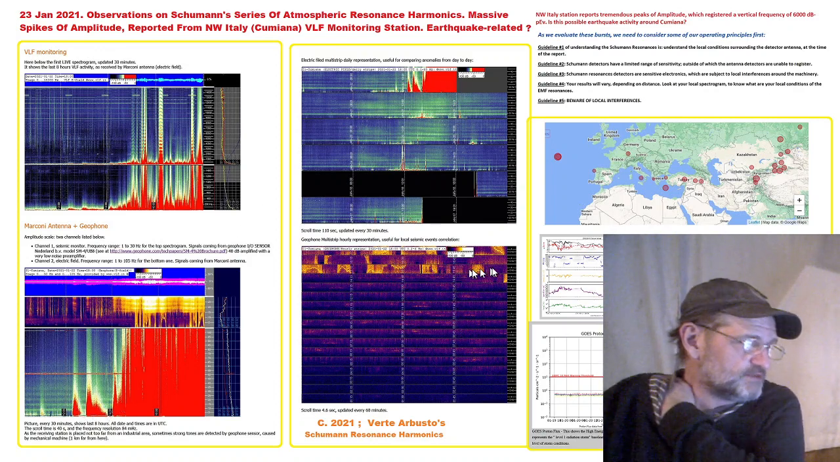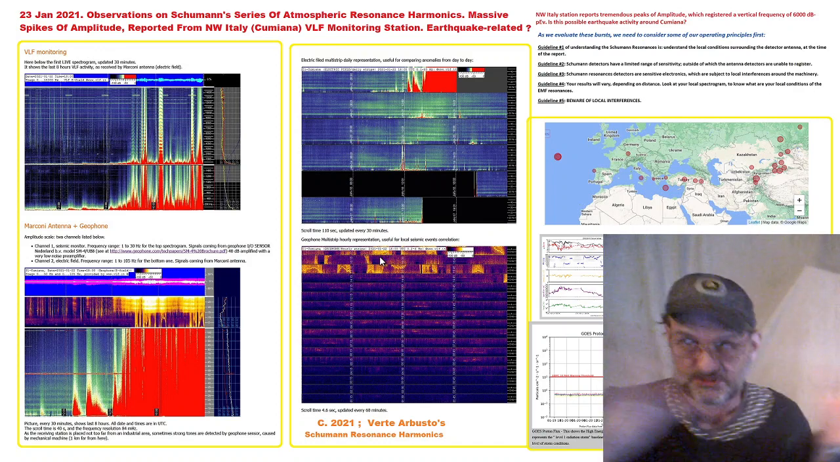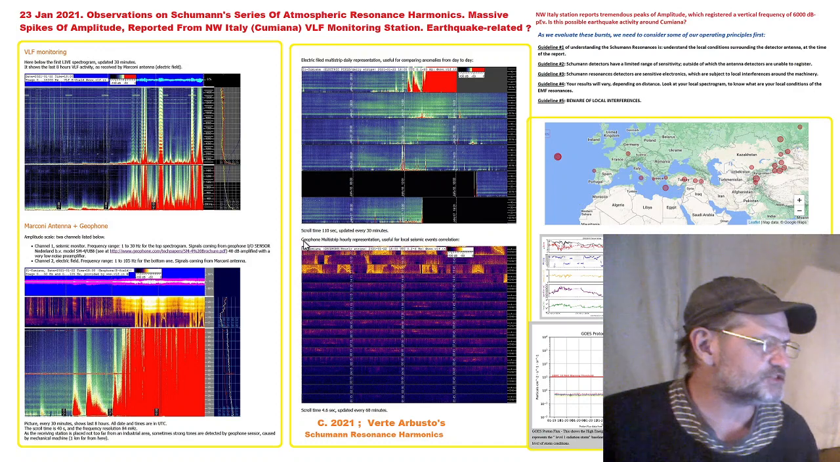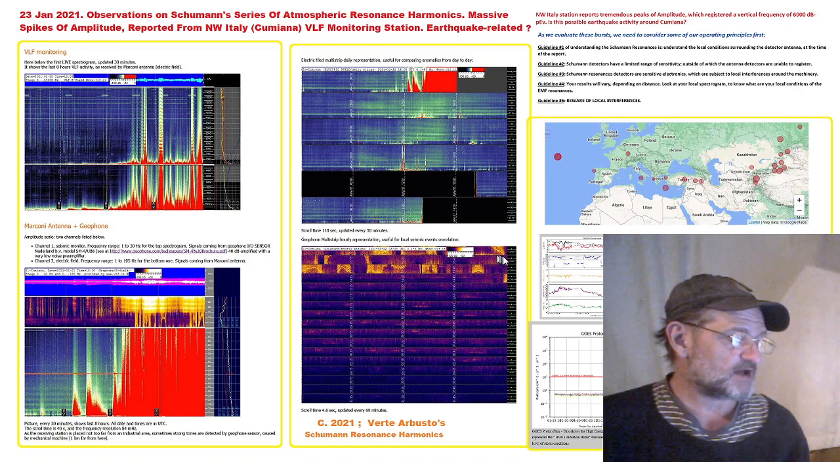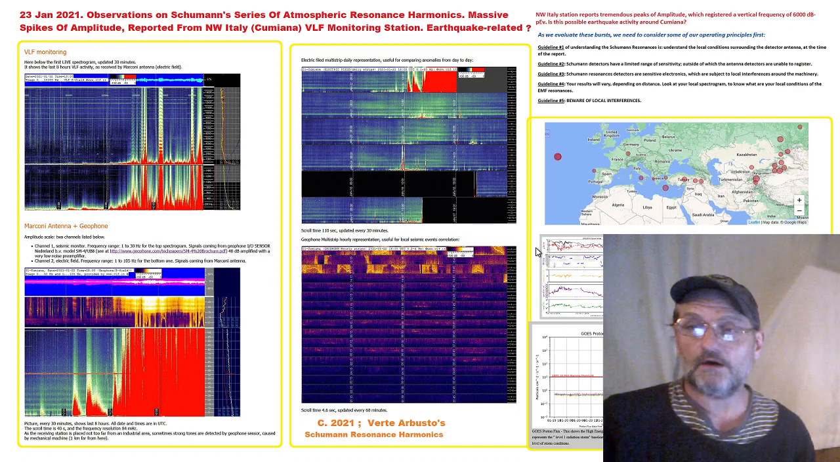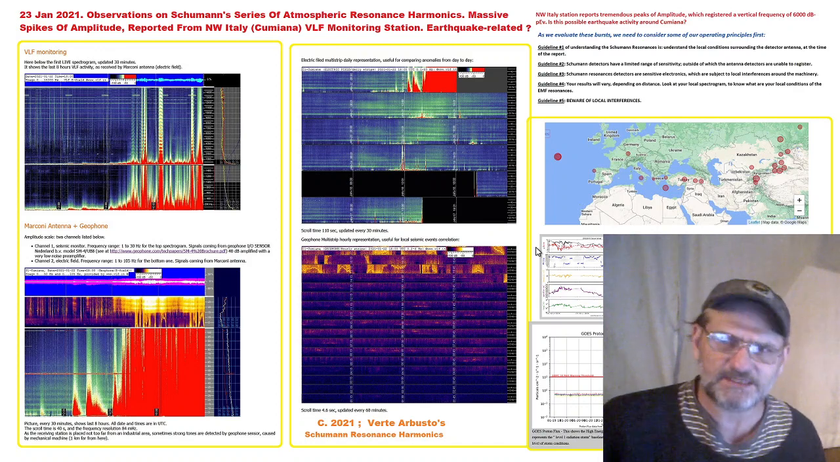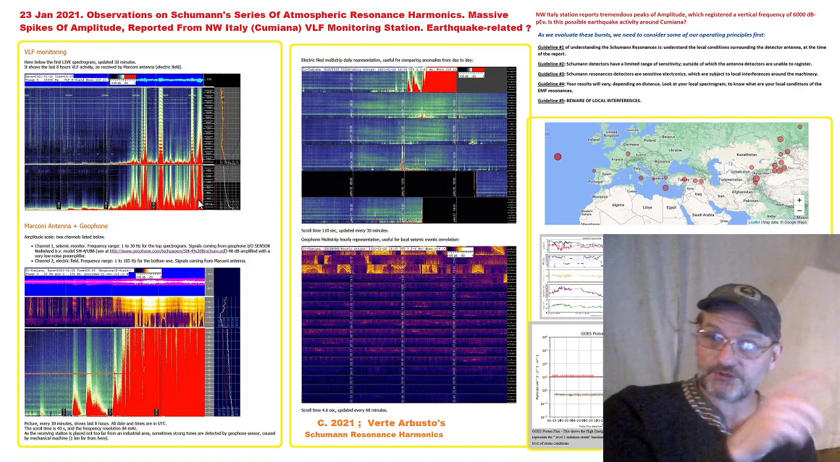Now look at this. I'm going to go into this more in depth at the expanded one. But this right here is the geophone multi-strip hourly representation, useful for local seismic events correlation. You see how all of these stripes here indicate a number of hours of quake activity, seismic activity that they're registering along with the amplitude spikes.